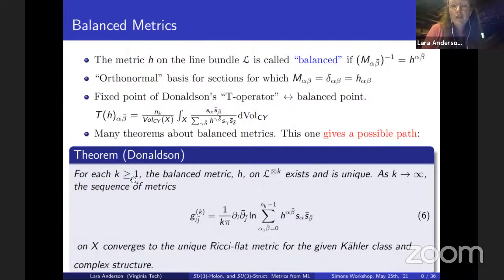So for each k greater than or equal to 1, the balanced metric on this line bundle exists and is unique, and as k goes to infinity, the sequence of metrics that you would produce converges to the unique Ricci-flat metric for a given Kähler class and complex structure. Okay, again, well understood from Simon and from Mike's talk yesterday.